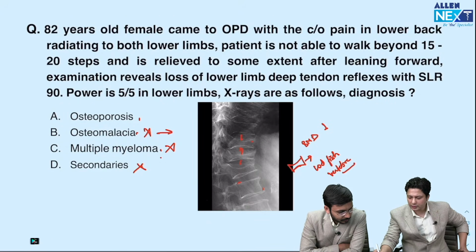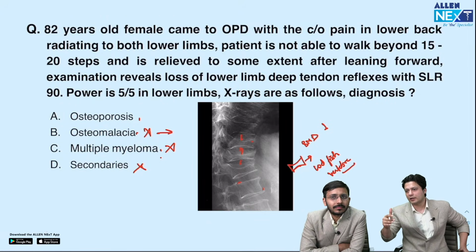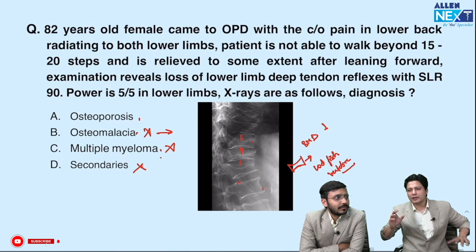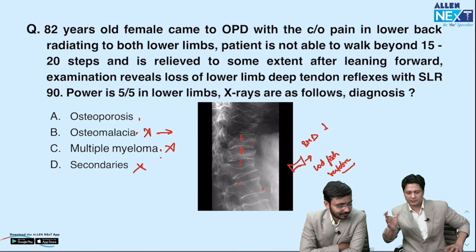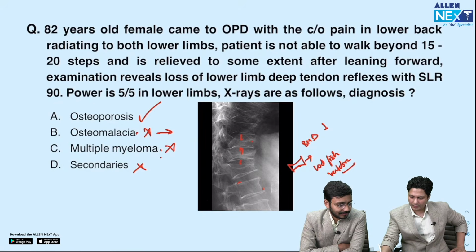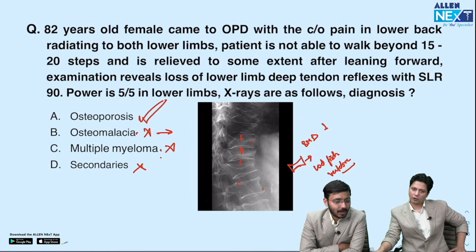In osteomalacia, one difference is also that the patient is going to be relatively younger, in the middle age group, and the patient is going to be relatively bulkier in comparison to the strength of the bone. So this is how the physical appearance is going to be identified. And the clear-cut answer for this question is osteoporosis.